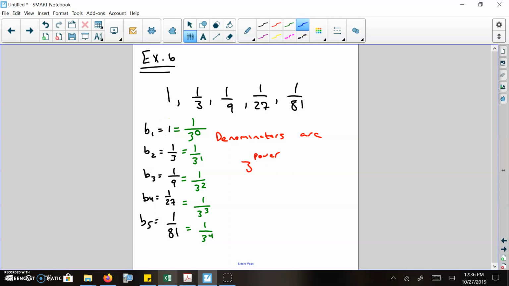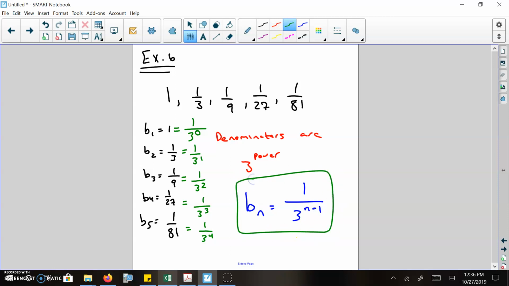So if we're trying to write this out, this would be b sub n equals 1/3 to some power. Okay. Well, look, when the subscript is 1, the power is 0. When the subscript's 2, the power is 1. 3, 2, 4, 3, 5, 4. What's happening here? Well, we're taking the exponent and we are subtracting 1 every time. Okay, and this gives me this particular sequence.